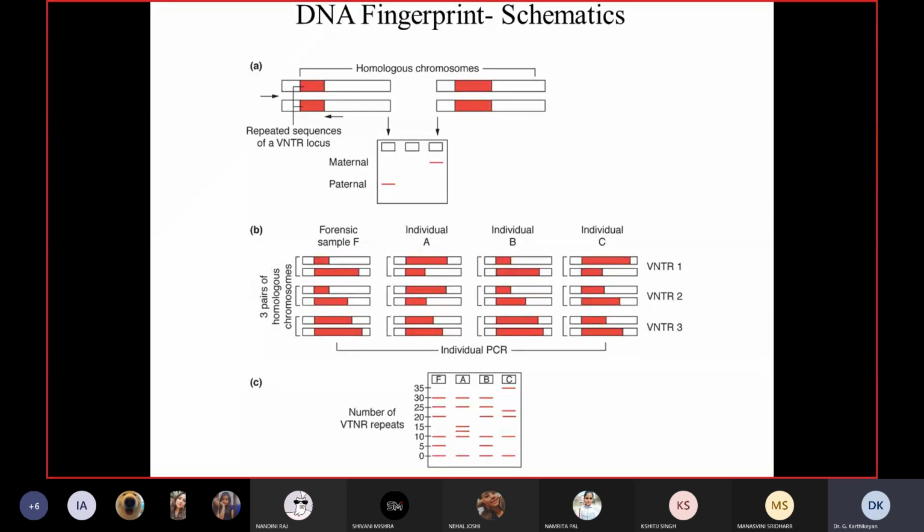Is the slide visible? Yes, sir. Okay, okay, okay.